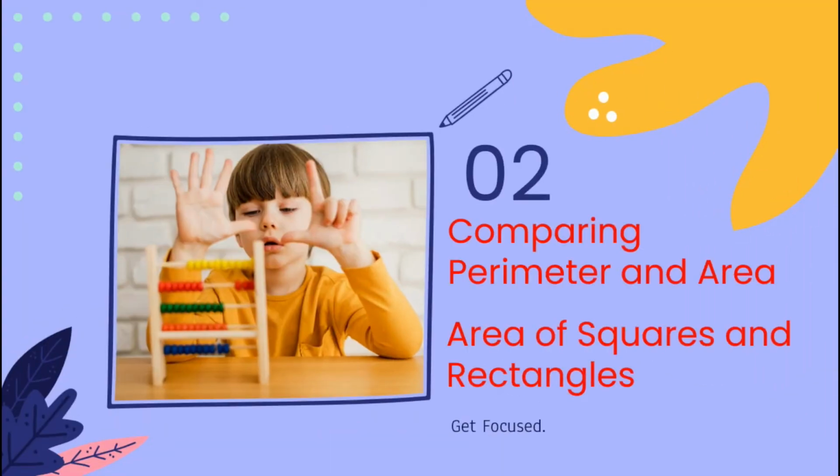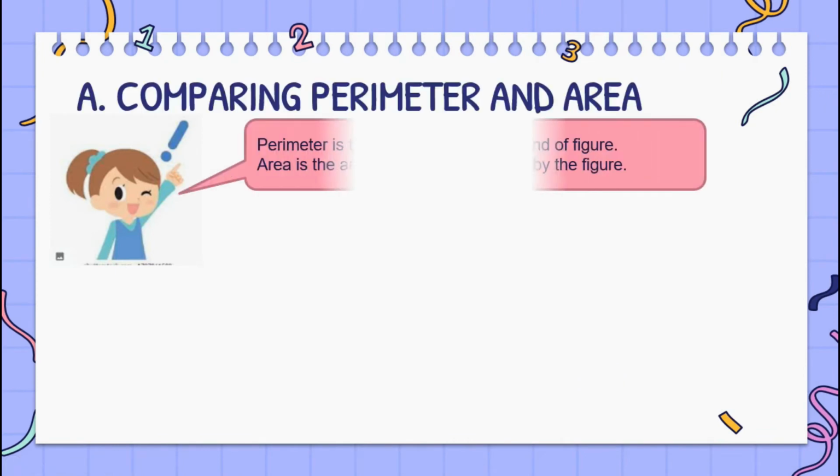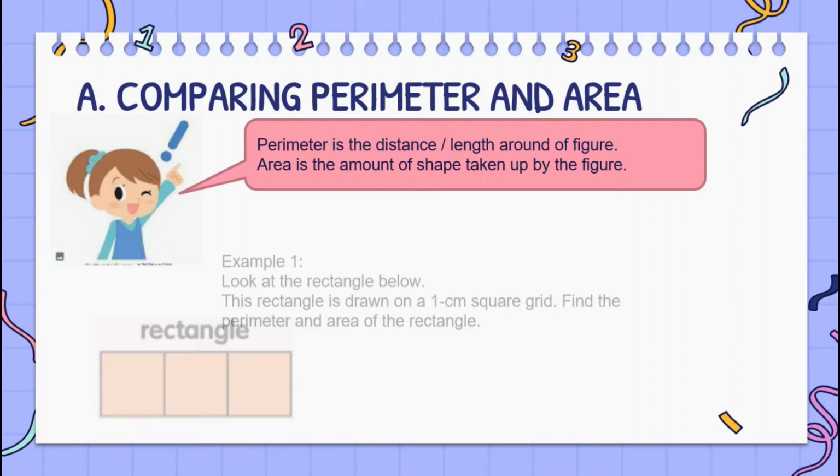Now, pay attention, get focused. We are going to learn about comparing perimeter and area of squares and rectangles. Comparing perimeter and area. Perimeter is the distance or length around a figure. Area is the amount of space taken up by the figure.